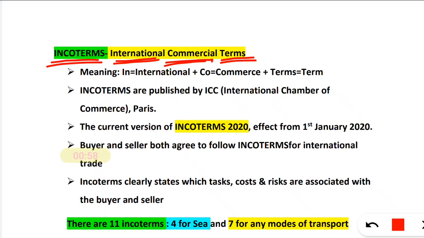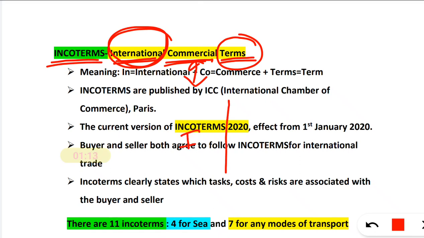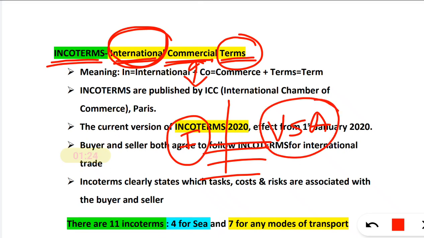What do you mean by that? See, international means these are internationally accepted terms, okay, and commercial means for the purpose of commercial businesses. So see here, suppose you are a person from India and the other is a person from USA. Suppose you are doing some import export business. What you say and what the people of the USA understand, that means your business partner understands, there may be a conflict between you, right?